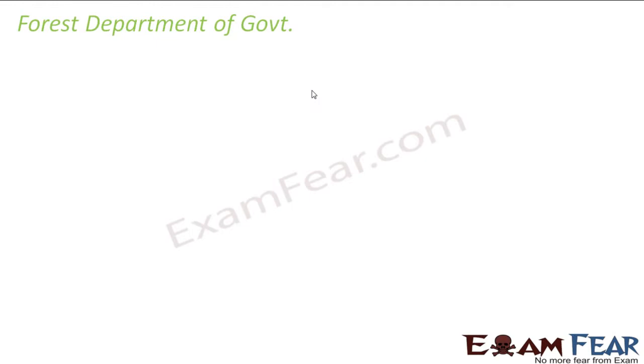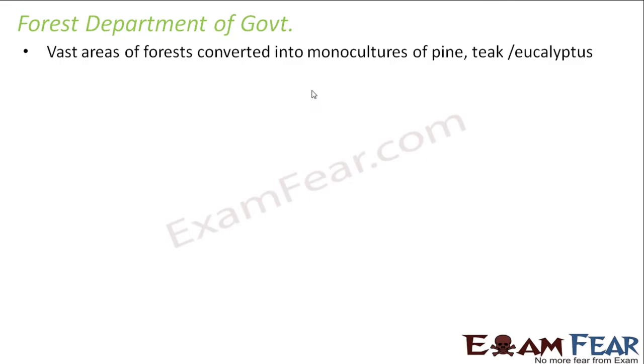Next is the forest department of the government. So what do these departments do? Vast areas of forests are converted into monocultures of pine, teak, eucalyptus. So what happened? Sometimes what does the government do? They have converted vast areas. Generally wherever you have forests, you have different types of plants, different types of trees and different types of animals and living organisms. Now, sometimes the government says that let us convert this forest into vast areas of monoculture of pine, teak, eucalyptus. That means you will only have pine trees or you will only have eucalyptus trees.